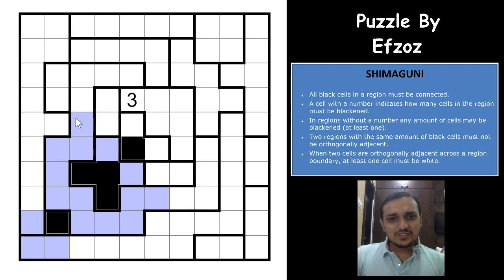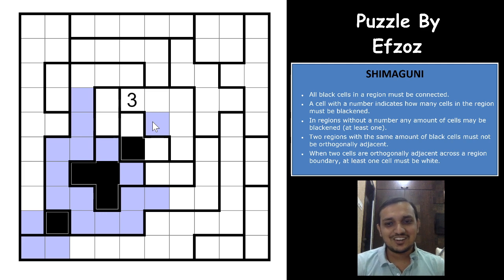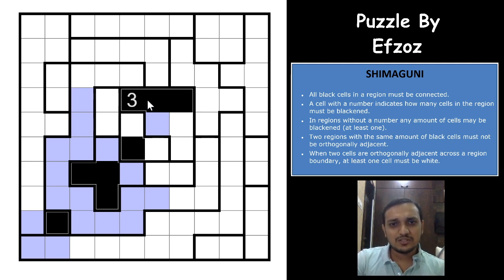Awesome logic, which means that this region will have 2 shaded cells, and it will either be this or this, and in either case this cell will have to be unshaded. Wow, what an excellent logic guys. No doubt this is one of the tougher puzzles. So which means that now this 3 region would have to have 3 shaded cells. It will either be this or this, and this is the common cell here.